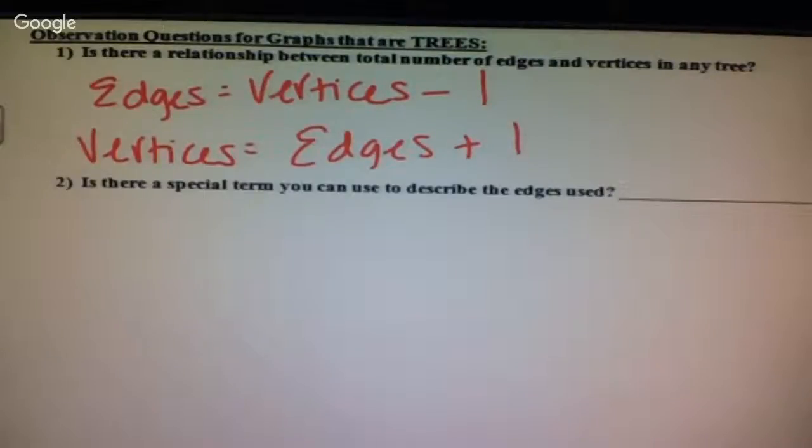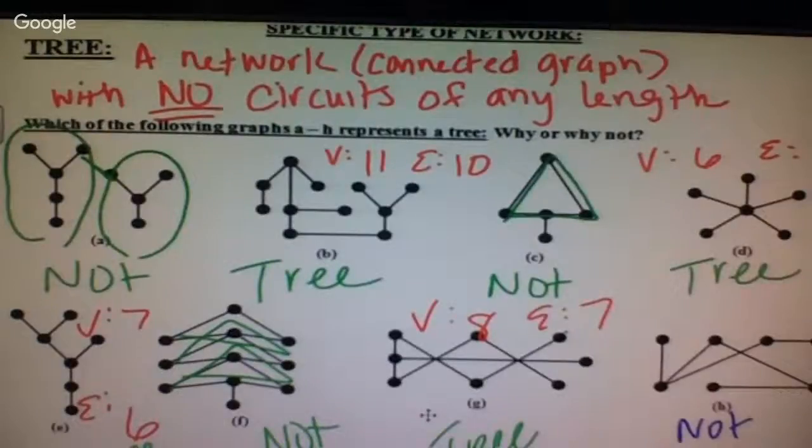Is there a special term you can use to describe the edges in each one of those graphs? No, that's not what I'm looking for here.